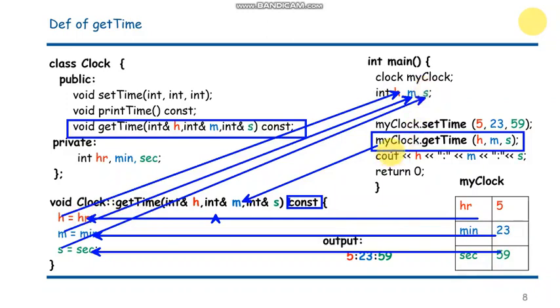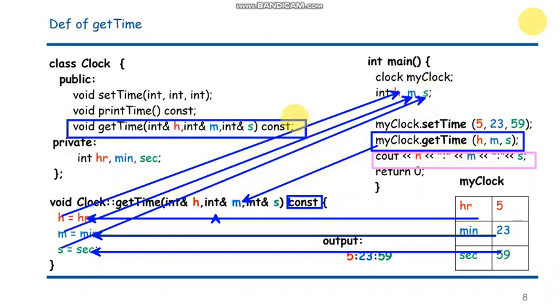Now, this cout statement where we are saying cout H, M, and S, what it is going to do is print what is in H. In this instance, what is in H is 5. What is in M is 23. What is in S is 59. And that is going to be displayed here.